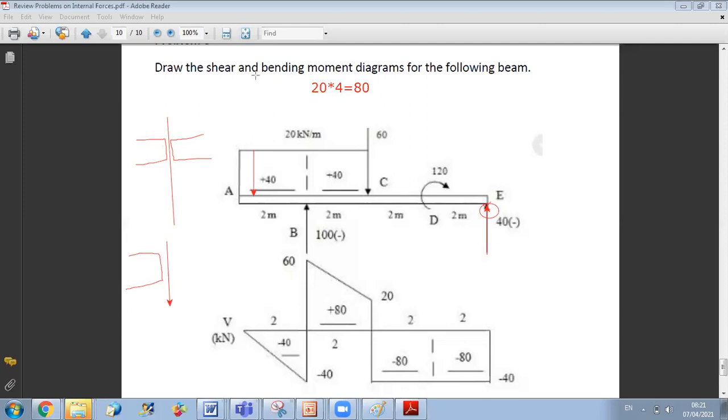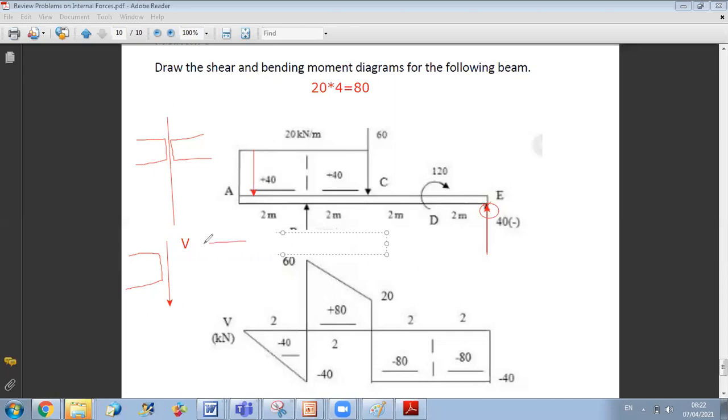Okay, and then get the value of B. This value, if it's positive, then on your shear graph you put a positive value, and in case it's negative, on your shear graph you put a negative value. You cannot change the convention, because if you change the convention, how do you decide which sign to take?